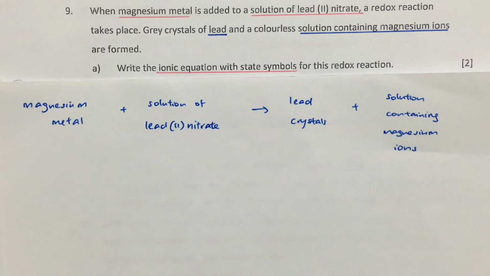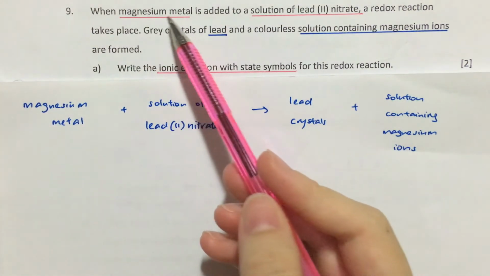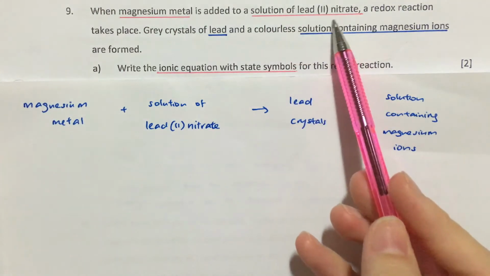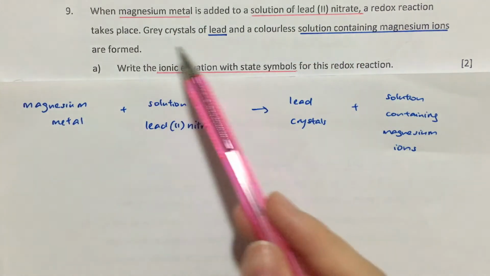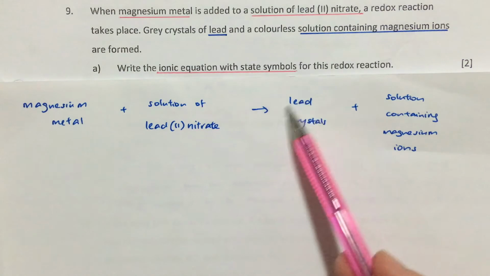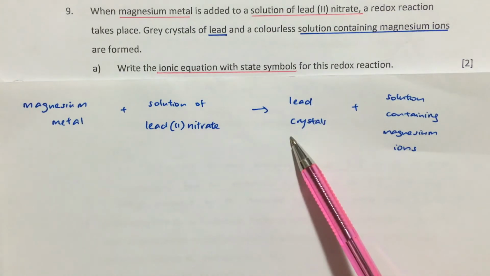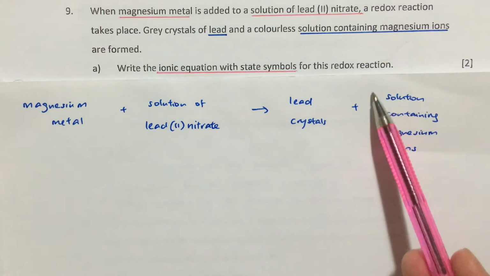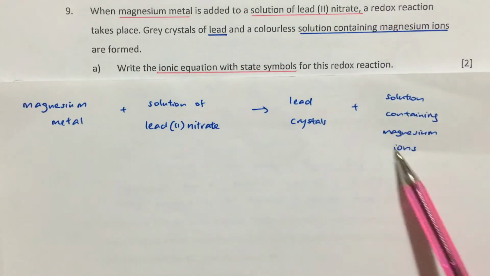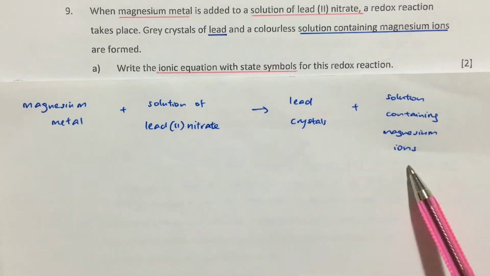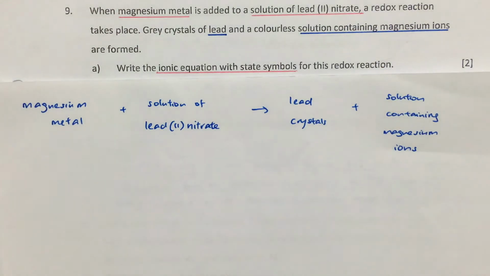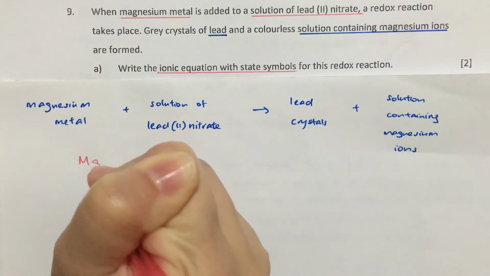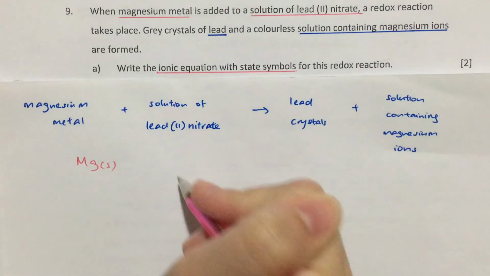For this question, when we read the question, when we say magnesium metal, we write magnesium metal. Solution of lead 2 nitrate, we write that down. Crystals of lead, we write that down as well. And solution containing magnesium ions means there must be a solution form. So let's say there is my magnesium metal. My magnesium metal will be solid form.